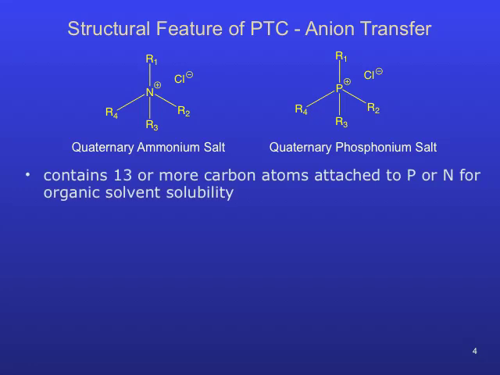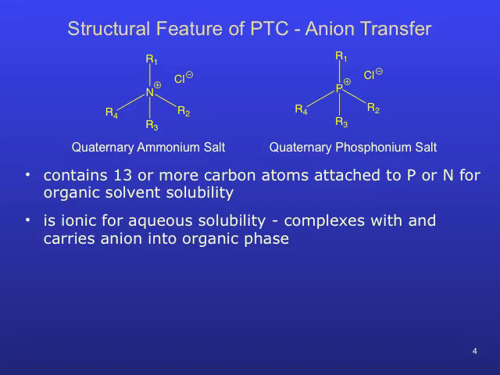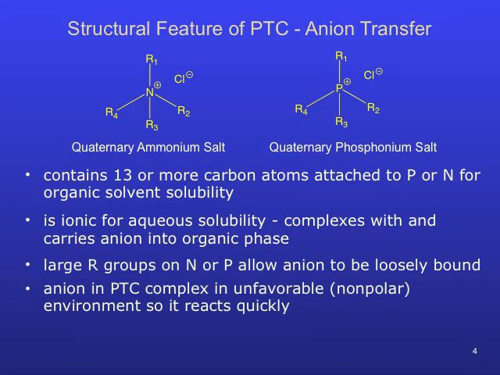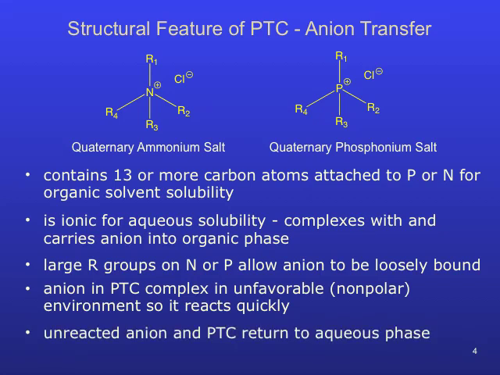A typical quaternary ammonium or phosphonium salt would contain 4 organic groups containing 13 or more carbon atoms, which would facilitate solubility in an organic solvent. These salts are soluble in an aqueous medium and can associate with an anion, so the entire resulting complex can migrate into the organic phase. Due to the size of the organic groups on the quaternary cation, the anion is loosely bound to the cation and can dissociate and react quickly when in the organic phase. Any unreacted anion, as well as the PTC, returns to the aqueous phase.